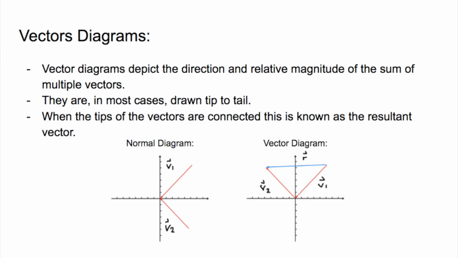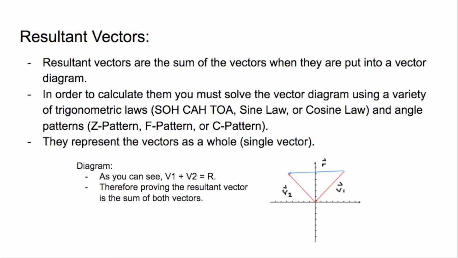So as you can see here, we have a normal diagram, and using the same vectors, we drew the vector diagram, and as you can see, they are drawn tip to tail, and the blue is the resultant vector connecting the tail of the first vector to the tip of the second vector. So definitely keep this learning goal in mind, because I can assure you we're going to have to use this when solving this problem. Now just to expand on the second learning goal, which is resultant vectors.